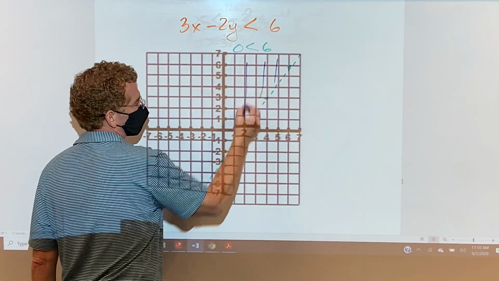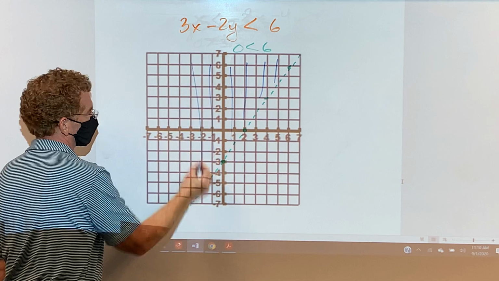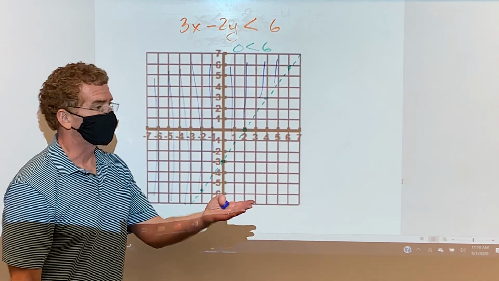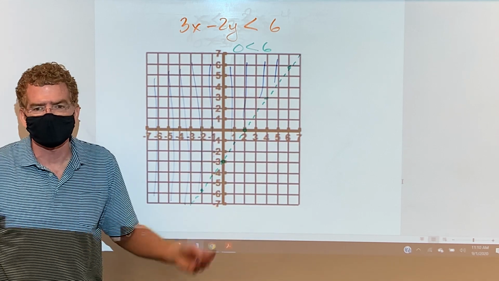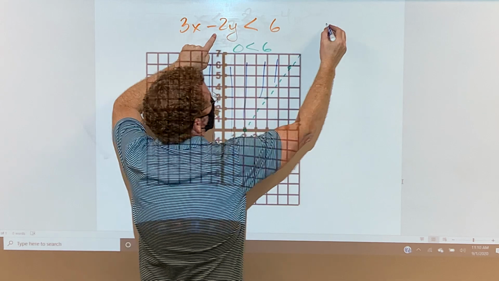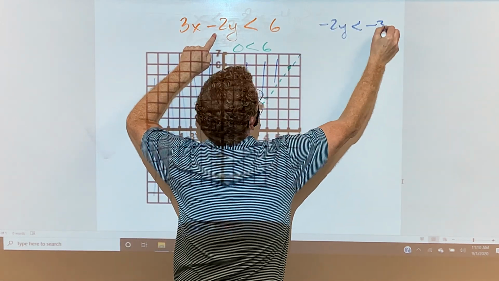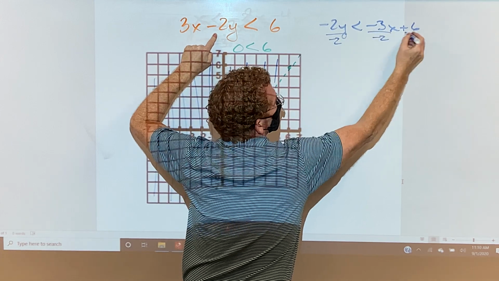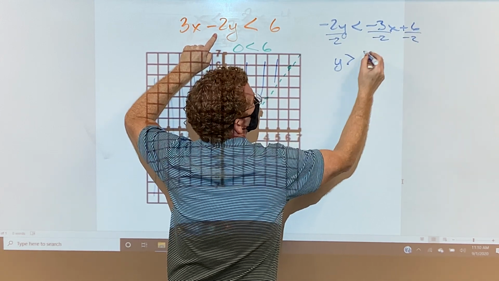Why did my little rule fail? Who can see it? Because the y was negative. I never solved for y, did I? The y here is negative, which means if you had solved for y, what would have happened? Once you divided by -2, the signs would have switched. The signs would have switched.